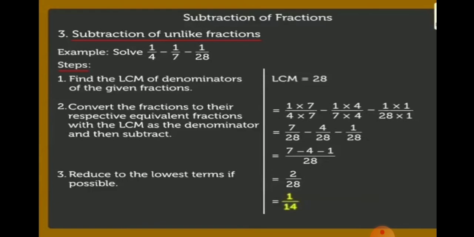So LCM is 28. Now we will write the equivalent fraction for 1 upon 4, that is 7 upon 28. Now the next number is 1 upon 7. Now we will again write the equivalent fraction. So we will get 4 upon 28, and at last is 1 upon 28. So we will write the equivalent fraction, that is 1 upon 28. Now we will subtract 4 and 1 from 7, and hence we will get our answer as 2 upon 28. It can be reduced to a lower form, so we will reduce both of them by 2. So 2 ones are 2, and 2 fourteens are 28, and our answer is 1 upon 14.